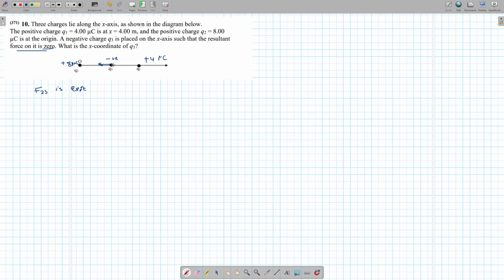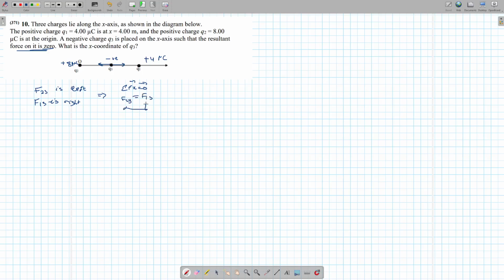And you also have a force that attracts it to Q1. F13 is to the right. It's getting pulled to Q1, because this is positive and this is negative, so it's attracted to both of these. So what does this mean? We know that the resultant force is 0, so sigma Fx is equal to 0. That means this force here is equal to this force here. So F23 is equal to F13.